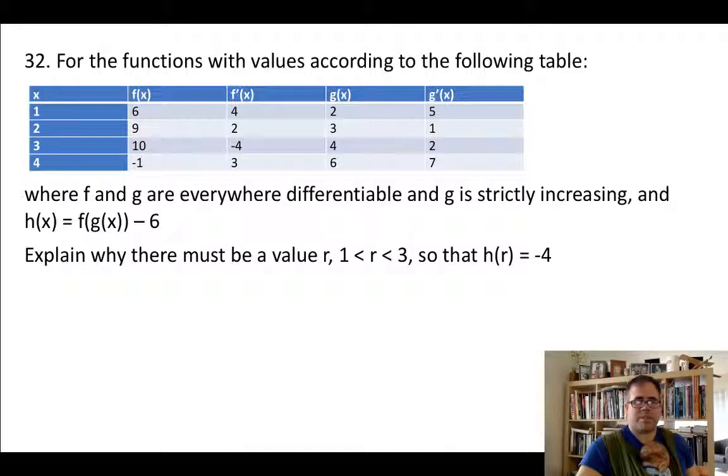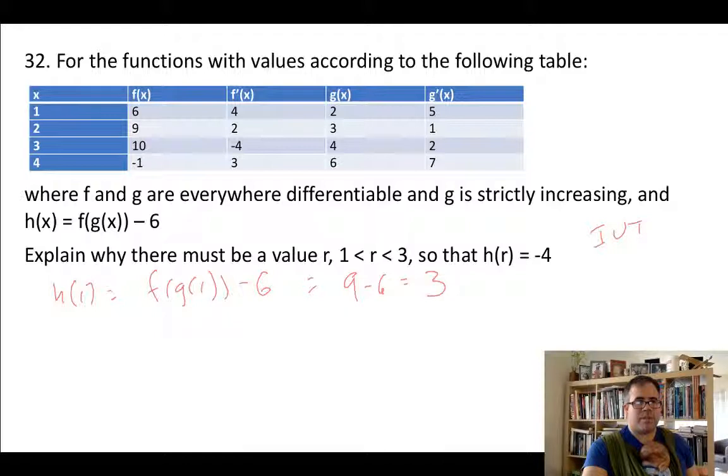Guarantees of this with h, that's probably an intermediate value theorem kind of thing, which, well, we're going to test. What is h of 1? Well, that's going to be f of g of 1 minus 6. G of 1 is 2, f of 2 is 9. That's going to be 9 minus 6, which is 3.